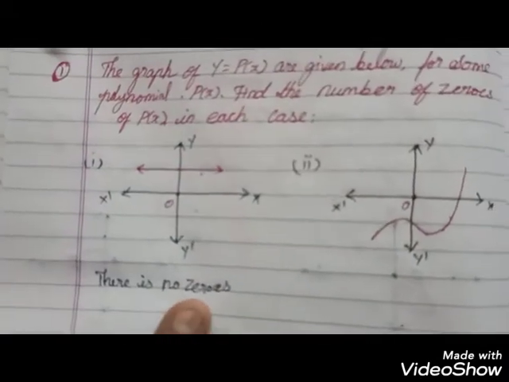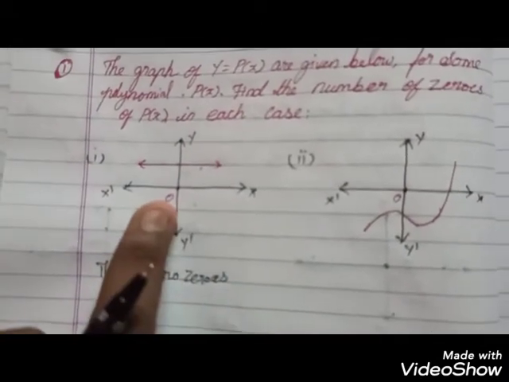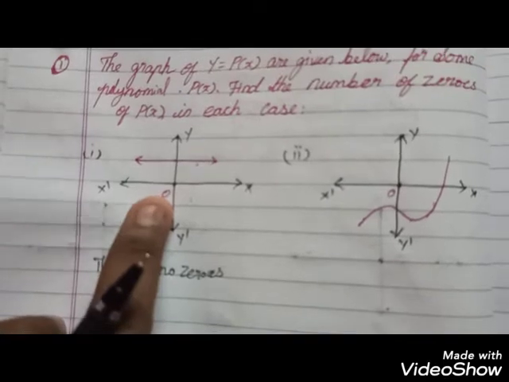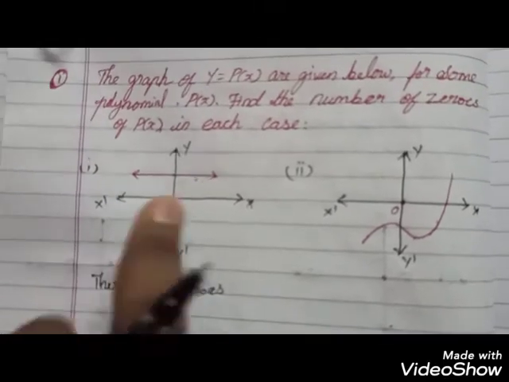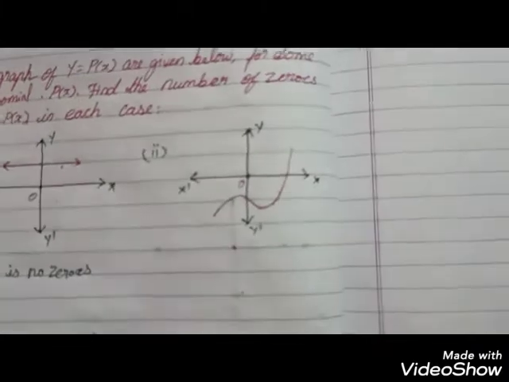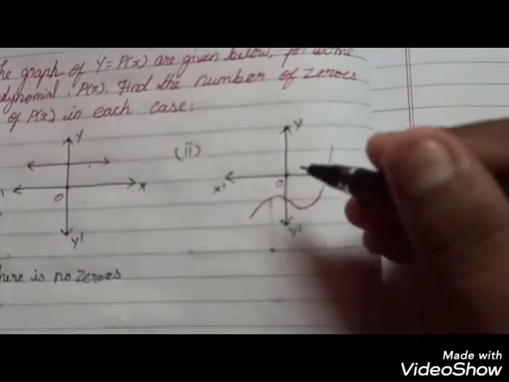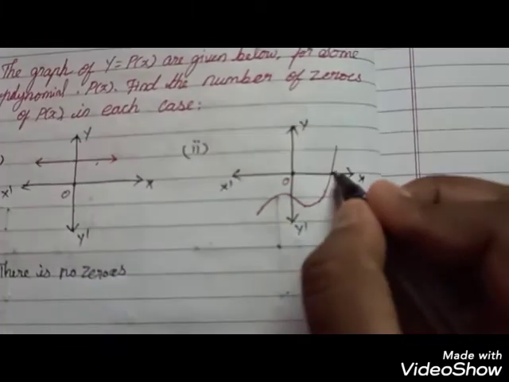There are no zeros. Why? The graph doesn't intersect the x-axis at any point. So now we see the second question. In the second question you have to see that it intersects at one point.